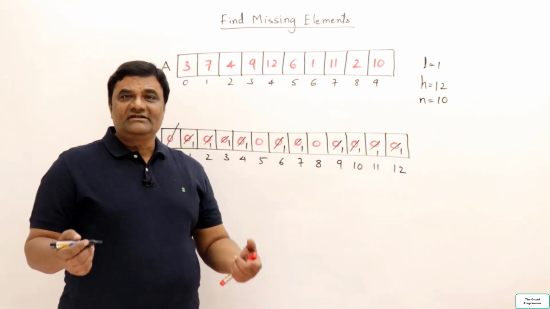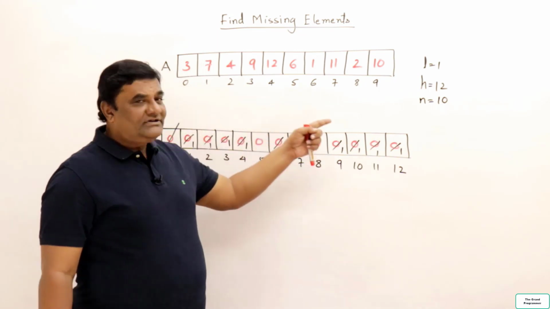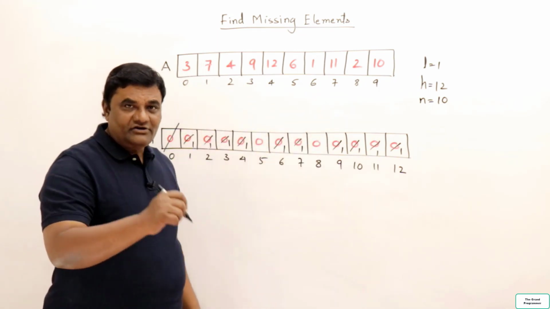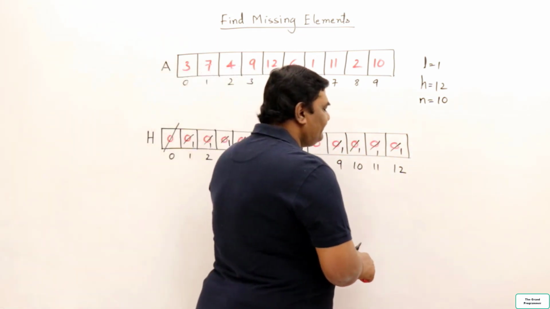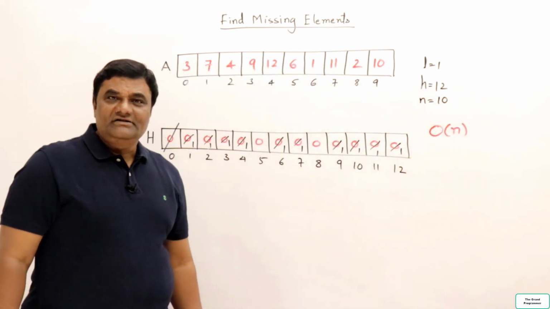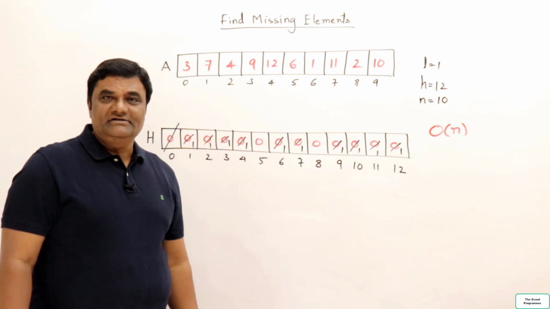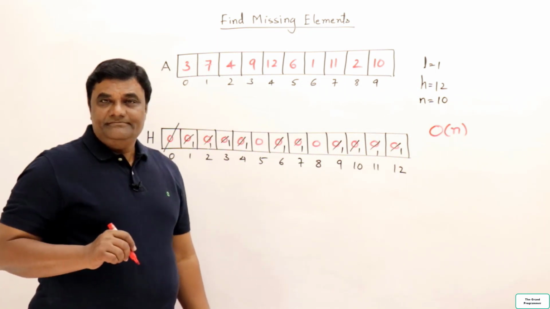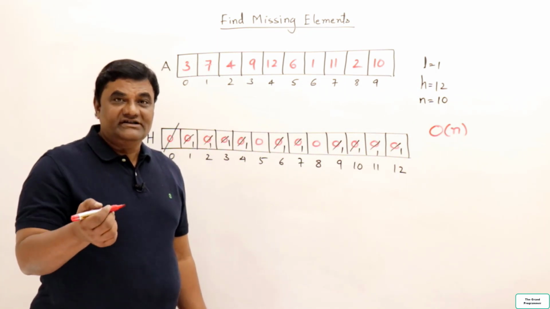So majorly where the time is spent, we are scanning through this list of elements, so that is order of n. So yes, the time taken is order of n. So this is the faster method. Yes, this is the faster method. Now this is one of the suggestions which is faster.